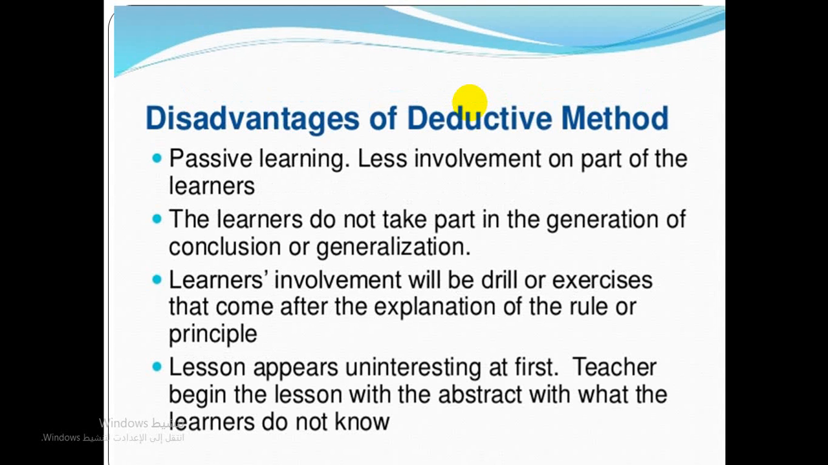As we have some advantages of this method, on the other hand, we have disadvantages. For example, passive learning, which means less involvement on the part of the learners: lack of student involvement and struggle for understanding. Also, younger learners may not be able to understand the concepts. Why? Because the learners don't take part in the generation of conclusion or generalization. In addition, the explanation is seldom as memorable as other forms of presentation.